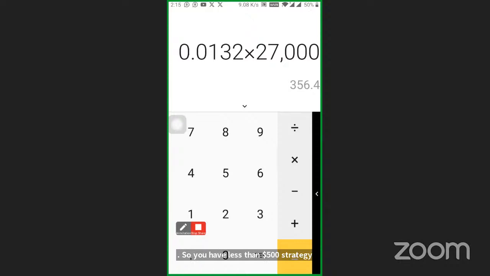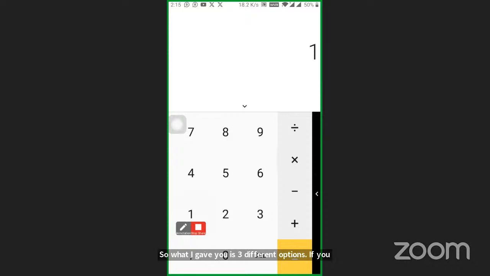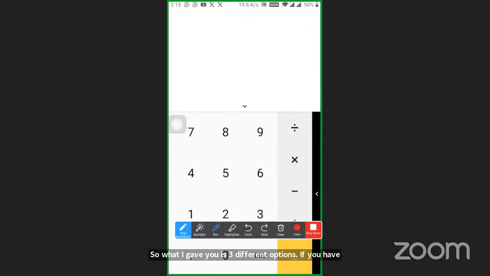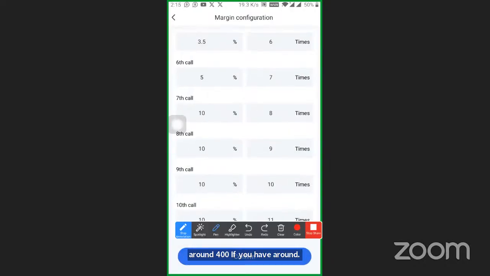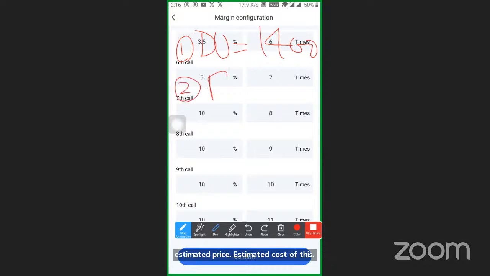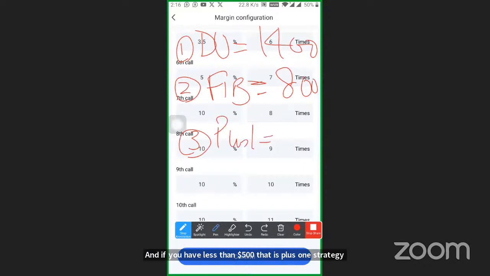So what I gave you is 3 different options. Number 1, I gave you the double up strategy, which requires $1,400 of capital, but the capital will be in the form of BTC. This is the estimated cost of this strategy. Second option, if you have less than $1,000, you can choose the Fibonacci strategy that will require around 800. And if you have less than $500, that is the +1 strategy, which will require only around 400 USDT.